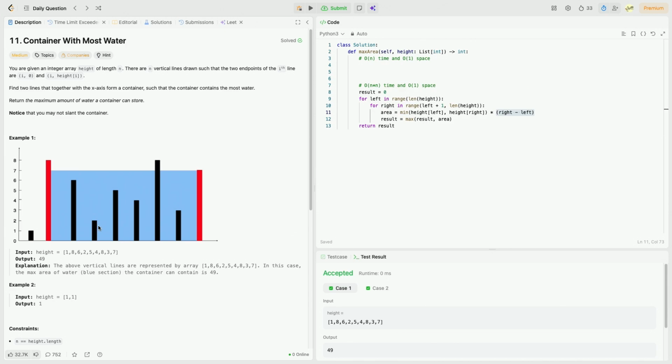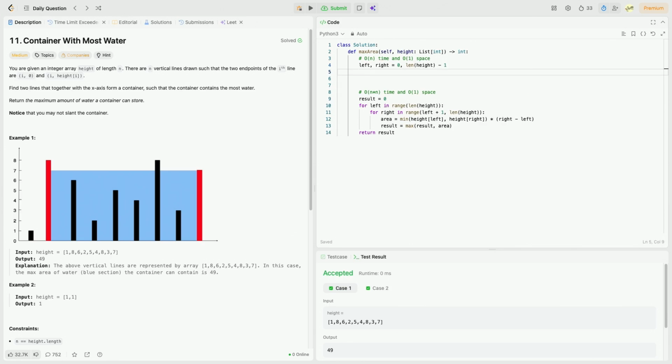Well, the trick is, let me just write this real quick. So we'll have a left pointer, and then I'll explain the trick. The left starts at 0, and the right starts at the length of height, so our height array minus 1, since in Python arrays are 0-indexed. The first index is at 0, so that's why we have to do the minus 1. And now we have a little while loop.